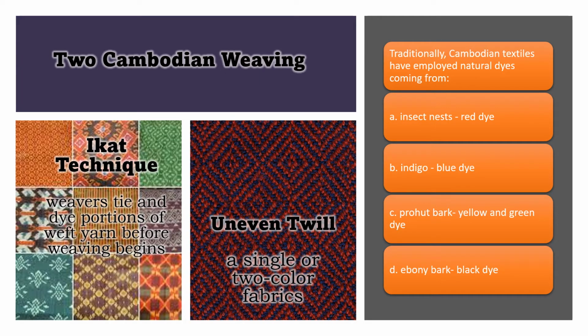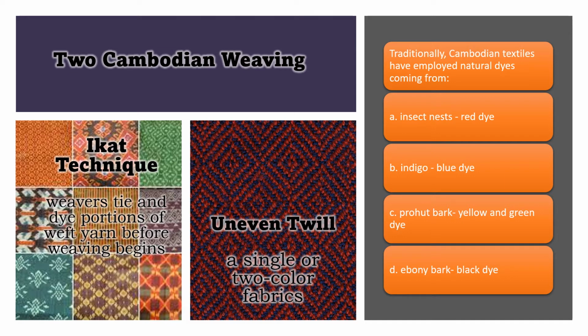There are two main types of Cambodian weaving. One is the ikat technique. To create patterns, weavers tie and dye portions of weft yarns before weaving begins. Patterns are diverse and vary by region. Common motifs include lattice, stars, and spots.